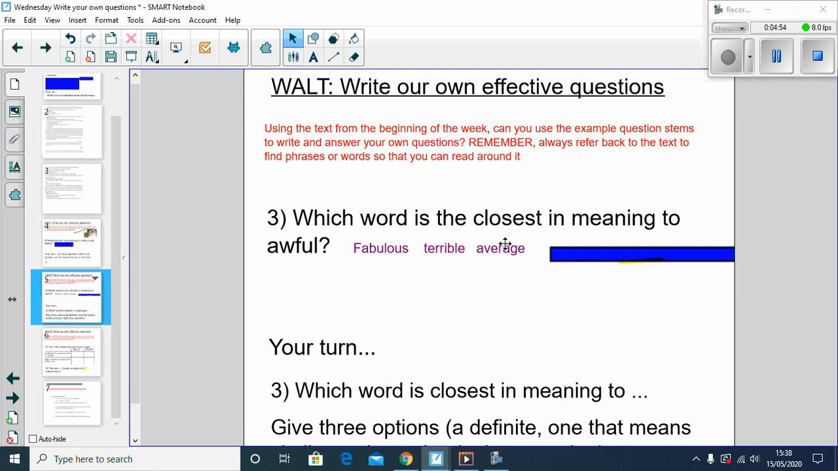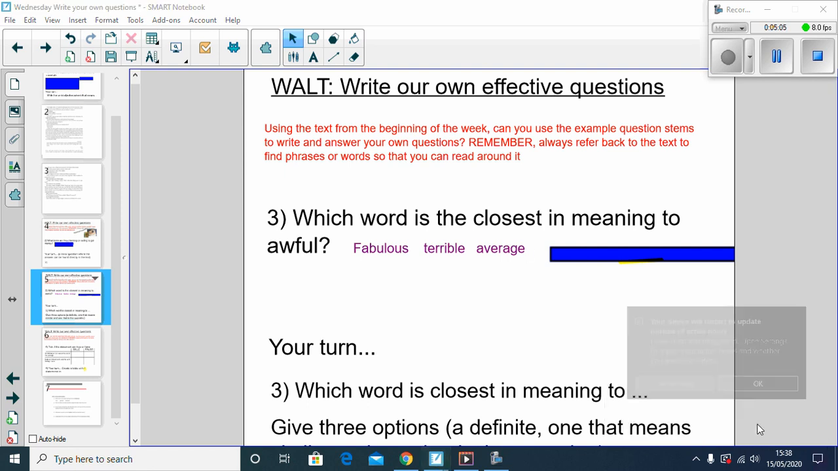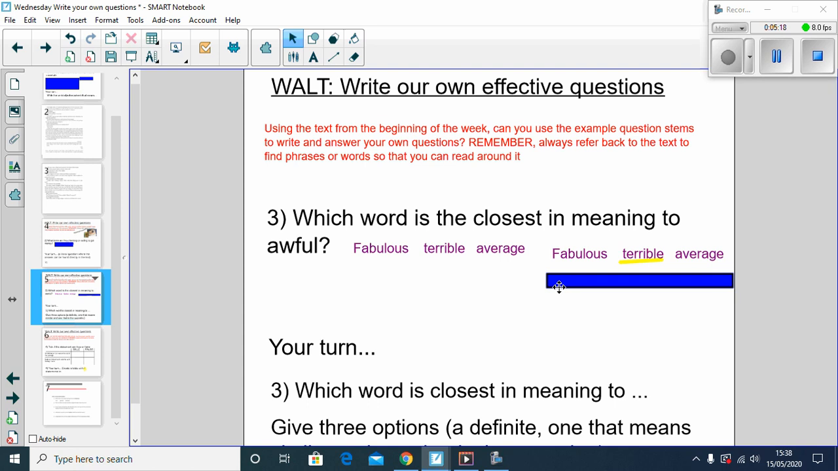So I picked the word average, and we know that average doesn't mean that great, but doesn't mean that bad, so maybe they'll get a bit confused and pick the word average. Okay, so I've got my three potential answers for them to choose from, but obviously we know that awful is closest to the meaning of terrible.